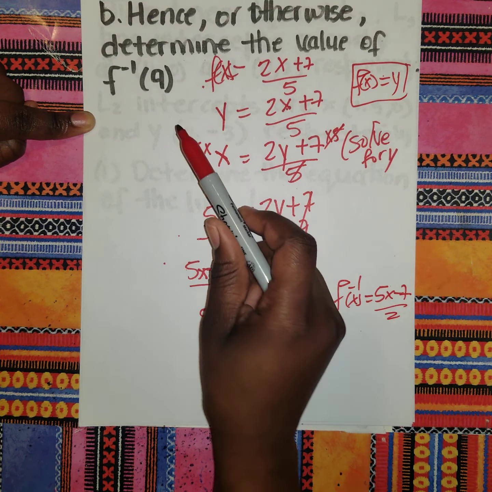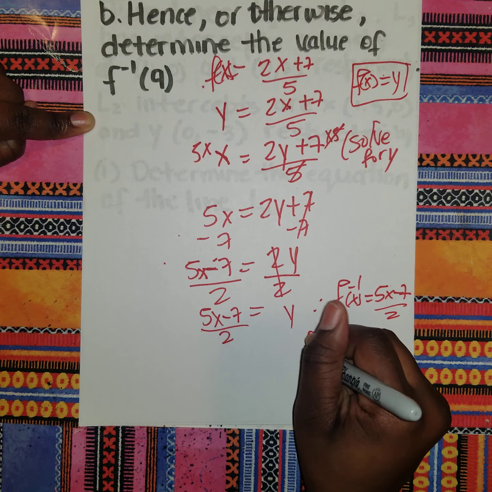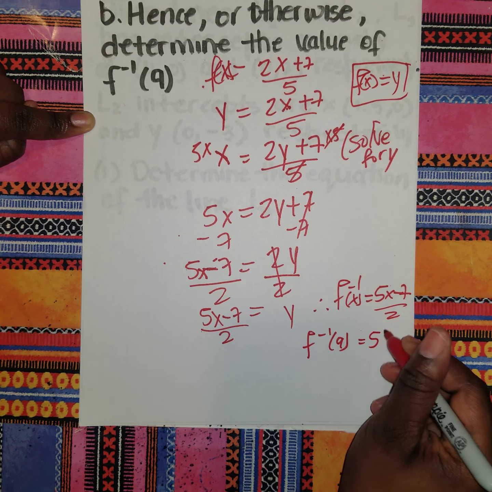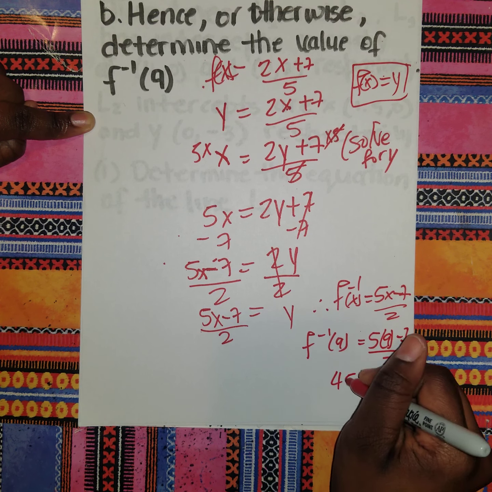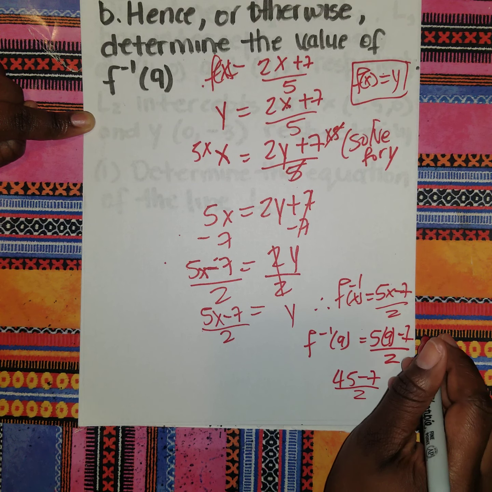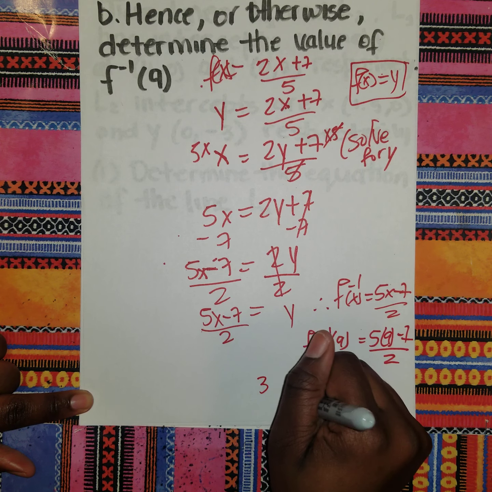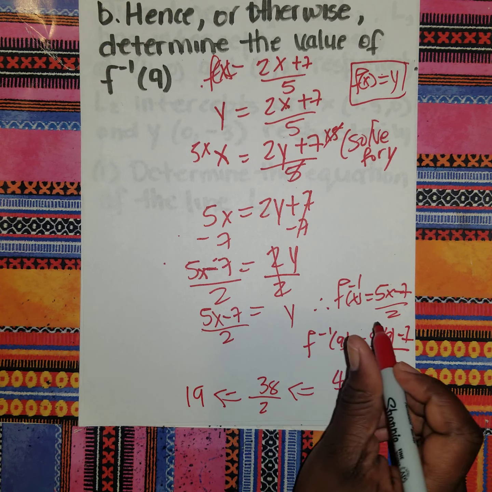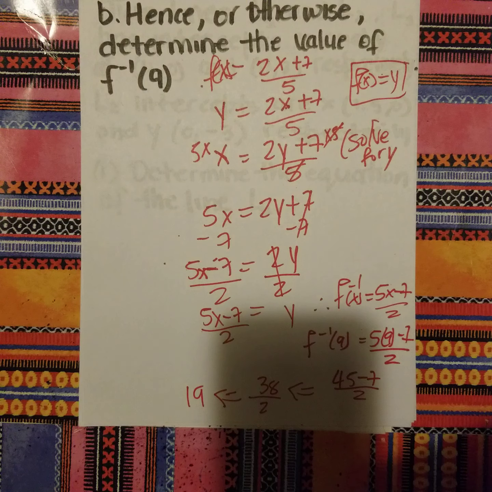But remember the question asks us to find f inverse of 9. So that means f inverse of 9 would be, where you see x here, you put 9. So it's 5 times 9 minus 7 divided by 2. 5 nines are 45, minus 7 all over 2. 45 minus 7 should give you 38. So it's 38 over 2, and that should give you 19. So f inverse of 9 is 19. I hope this part is clear for you.